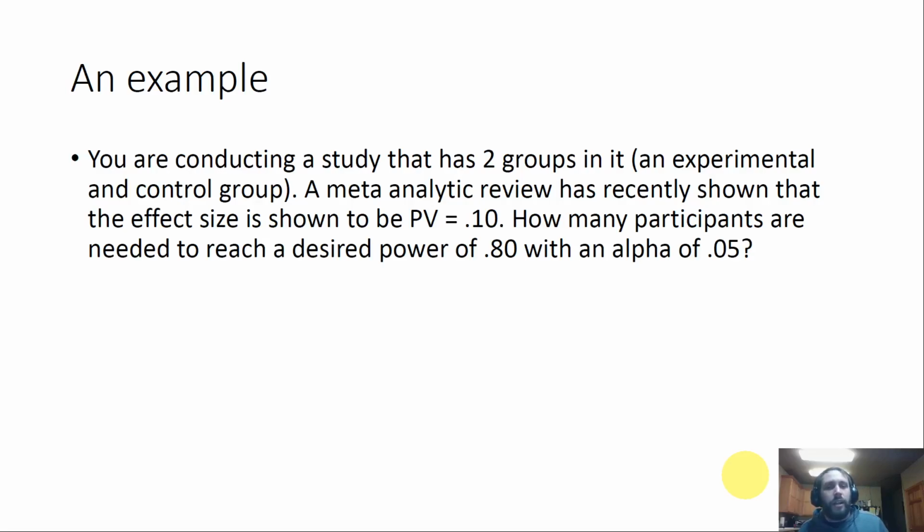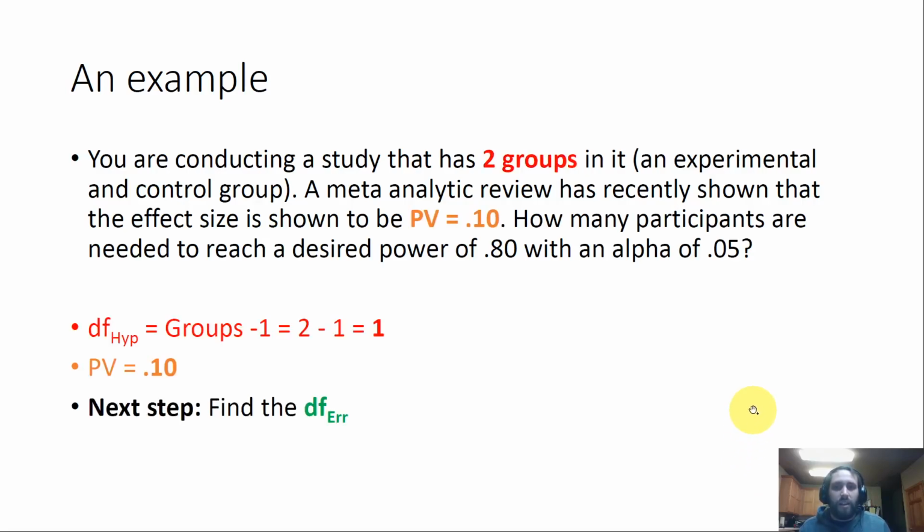So what I'm going to do is highlight the important variables of interest here. What are the numbers that we're interested in? All right, so we got 2 groups in red. That would match our degrees of freedom hypothesis, and we know that the effect size is 0.10. And we know from this table that we need 0.80 and 0.05. So now we need to identify what our degrees of freedom error is given this information.